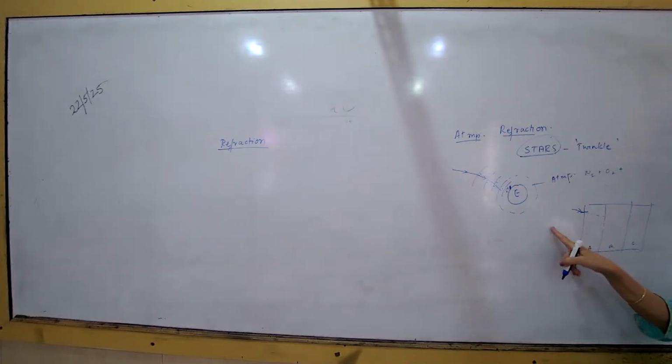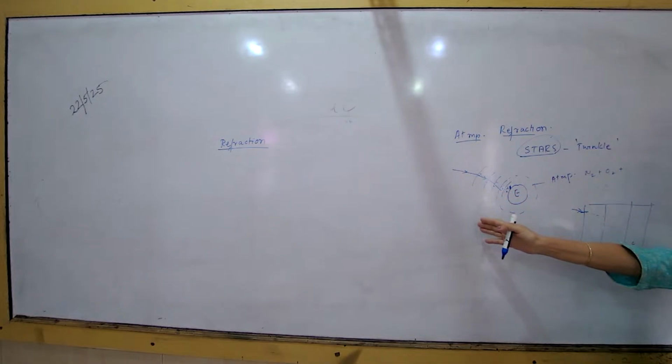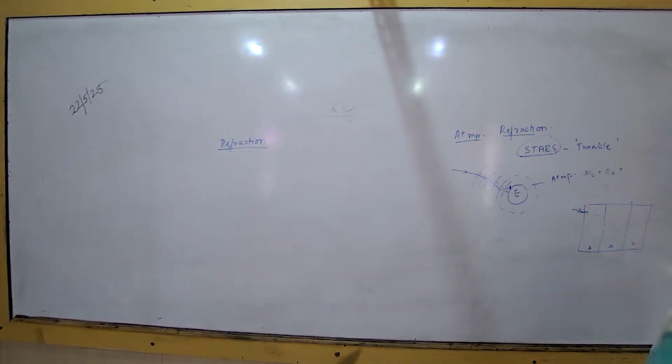Rarer medium. It is going to bend towards the normal. So at every step, it is going to bend towards the normal depending upon whether it is rarer or denser. That's exactly what is happening here. We're not focusing on anything. Have you followed? Okay, so come back again here.